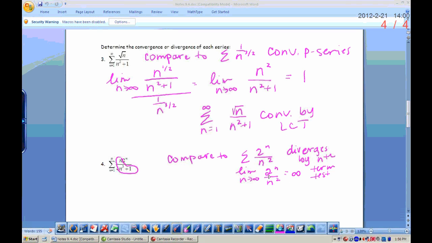What if I had the polynomial on top and the exponential on the bottom? What would that limit be? 0. Yeah. The limit would be 0.